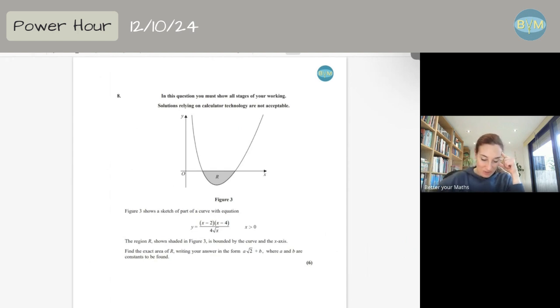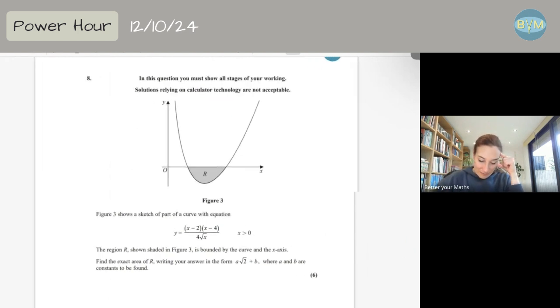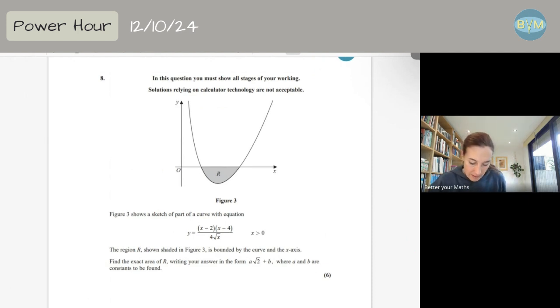More. Let's go and do more. So we have this one. Figure 3 shows a sketch of part of a curve with this equation. Yeah. The region R is bounded by the curve and the x-axis. Find the exact area of R, writing your answer in this particular form. This is one of the questions that are not scaffolded. They are not going to ask you, find the points of intersection and find the integral. No, you have to do it straight away.